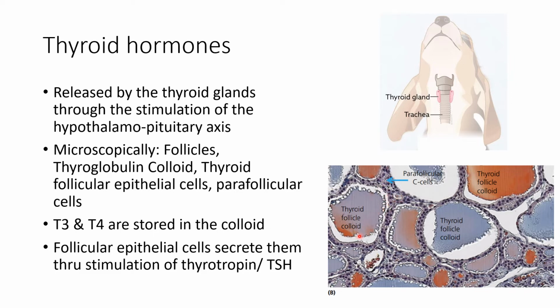So as previously mentioned, your thyroid hormones, primarily your T3 and T4, are actually stored here in your thyroglobulin colloid. And when follicular epithelial cells, those cells lining the thyroid follicles, are stimulated by your thyrotropin or thyroid stimulating hormone, they harvest the T3 and T4 from these colloids, synthesize it, package it, and secrete it to the bloodstream for them to enact their function.